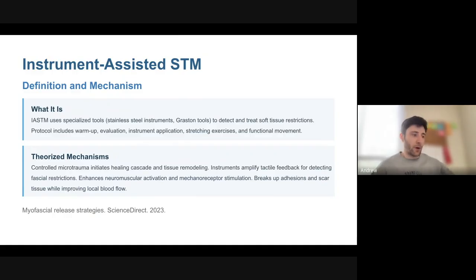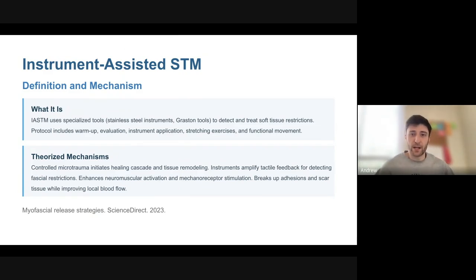There is a theory out there, though, that I wrote down here, that controlled microtrauma can be one of the things that tools do. This would probably fall more under something called body tempering, where they use, in some cases, 100-something pound weights in order to go in and relieve tissue tension. But typically, if you're using just the amount of pressure you would for your hands, I guess this could also be a theorized mechanism. But basically, the instruments amplify tactile feedback for detecting fascial restrictions, which helps, again, with the mechanoreceptor stimulation. It helps relieve the tension.